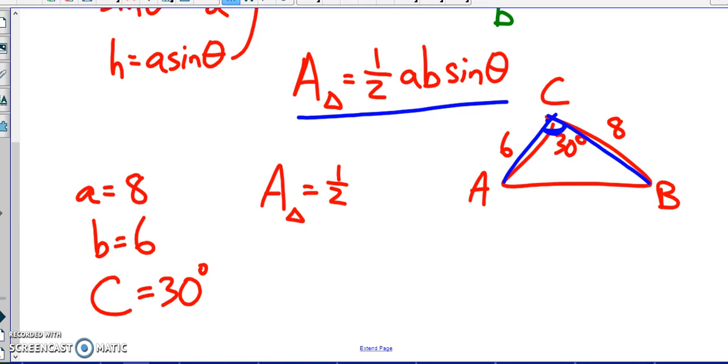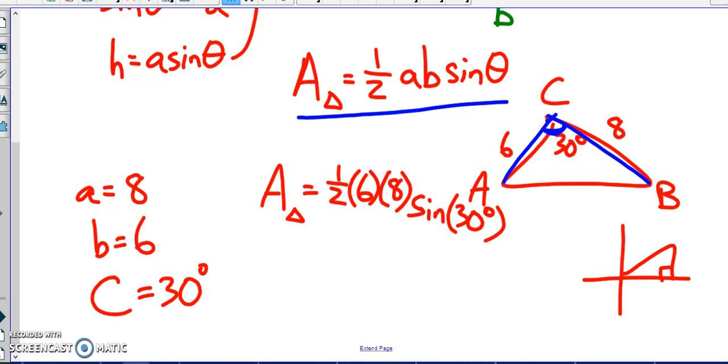So this would be 1/2 times 6 times 8 times the sine of 30 degrees. The sine of 30 degrees happens to be 1/2. And so my area of this triangle happens to be 24 times 1/2, which is 12. And that's basically how that's used.